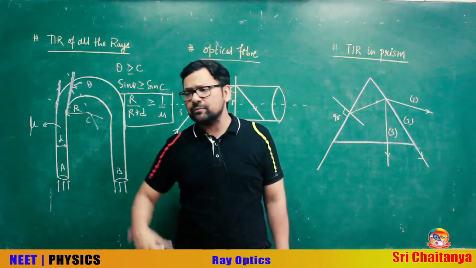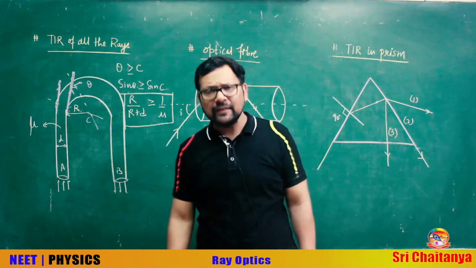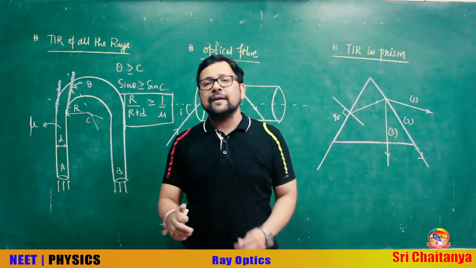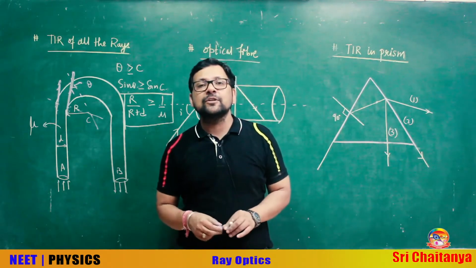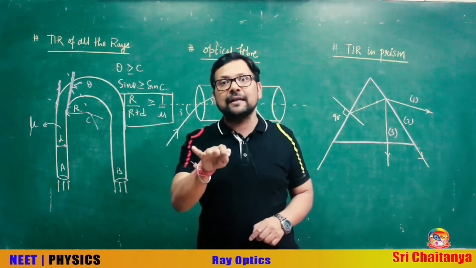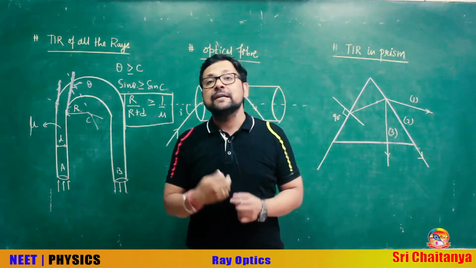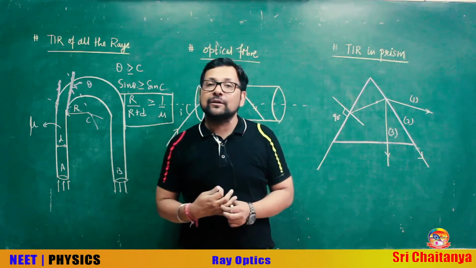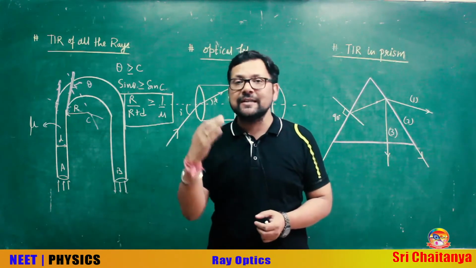If d is given, suppose d is given as n times r, the value of n, anything can be there in the 4 options. So this is the condition. You have to look for the smaller angle, and that smaller angle must be greater than the critical angle if all the rays need to undergo TIR.